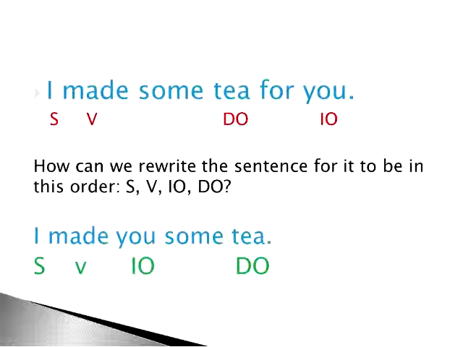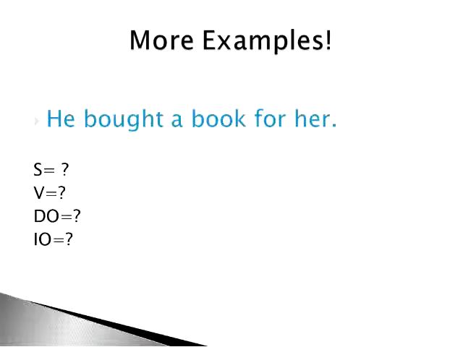Okay, so I have an example. I made some keys for you. So we have to rewrite the sentence, and we can switch the indirect object and the direct object. It's going to look like that: I made you some keys. So you can always switch it around. Okay, I want you to try this one on your own. So you have it on your practice sheet.